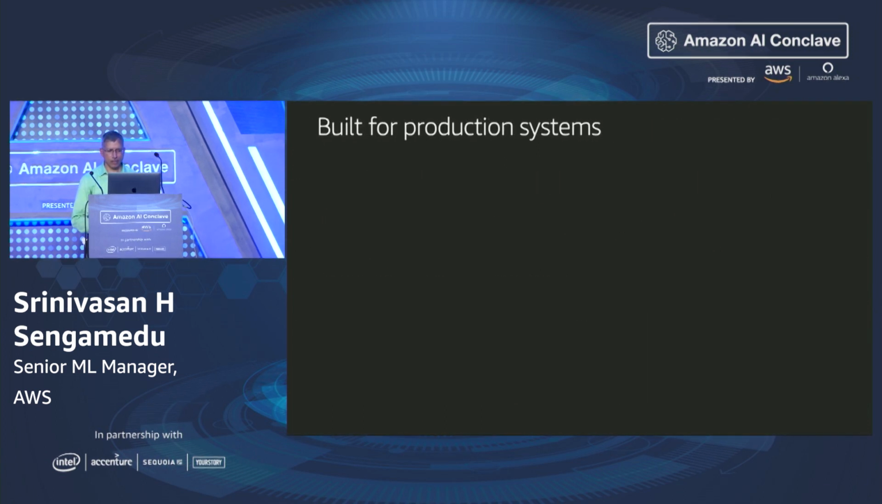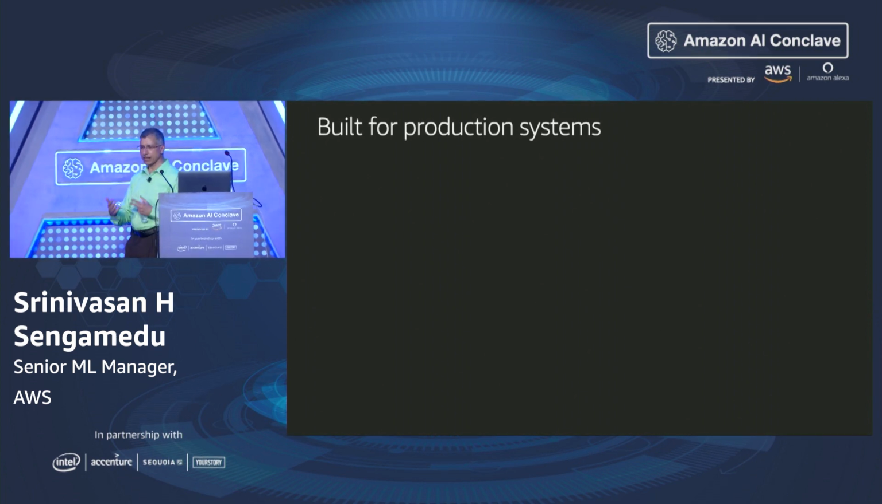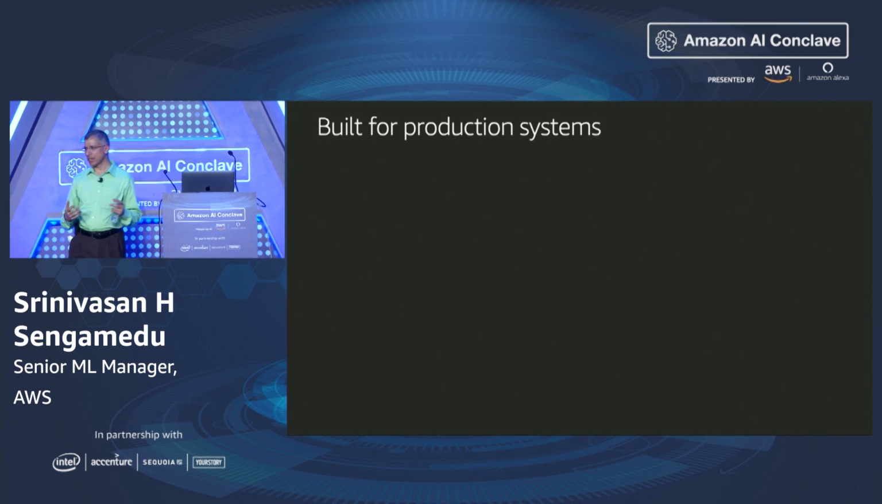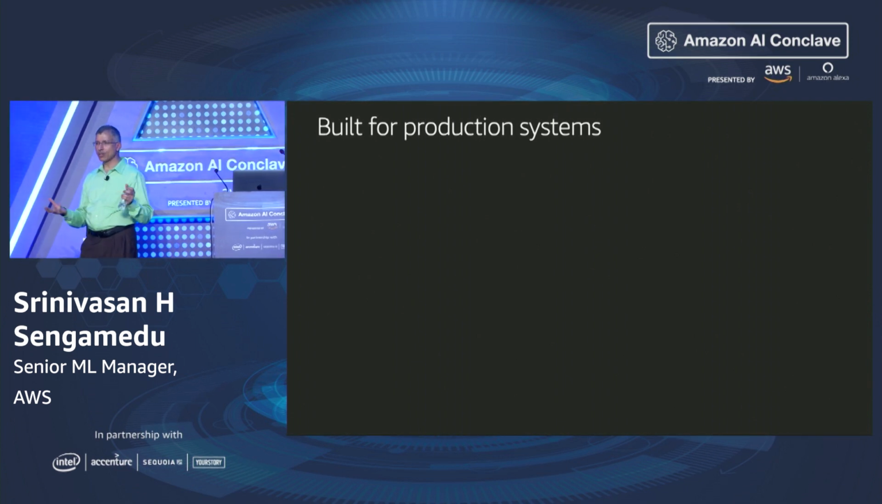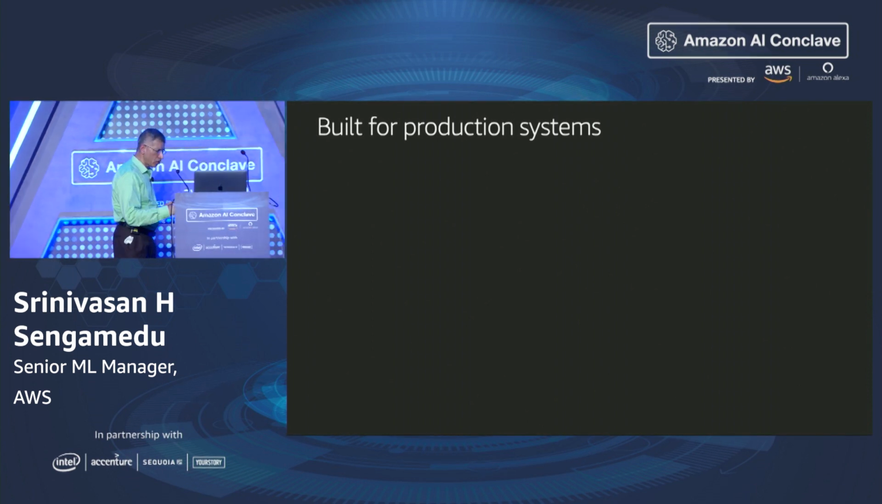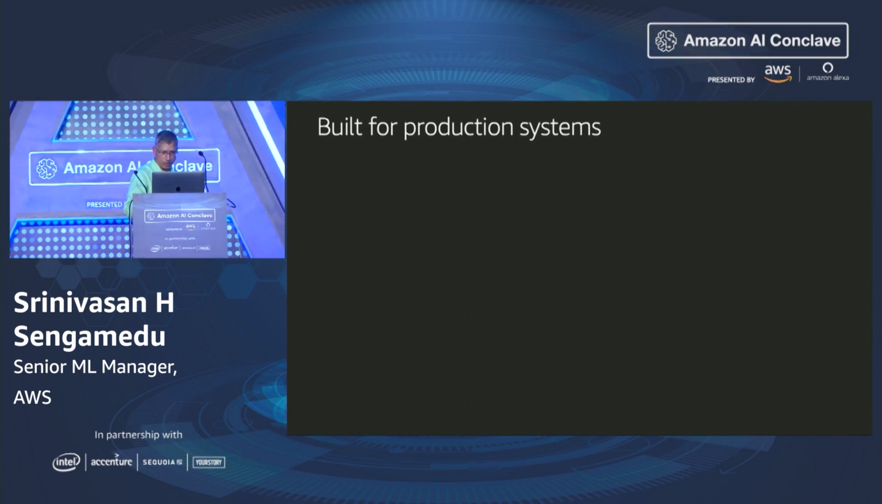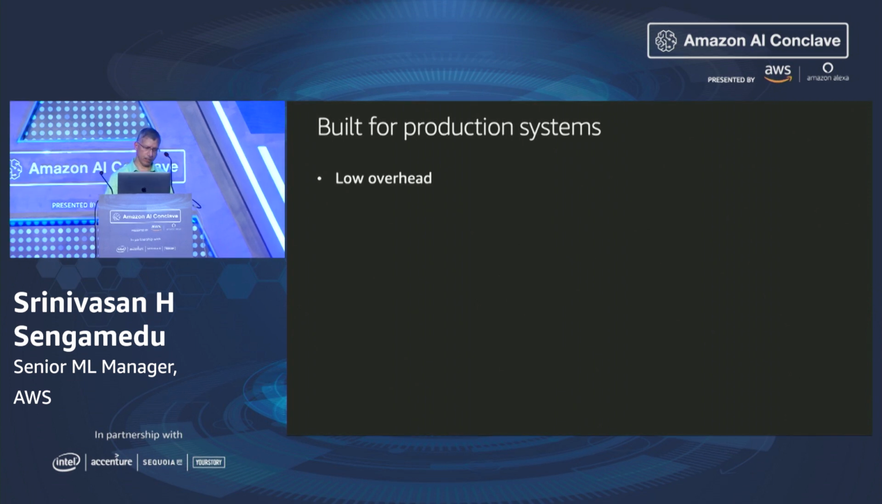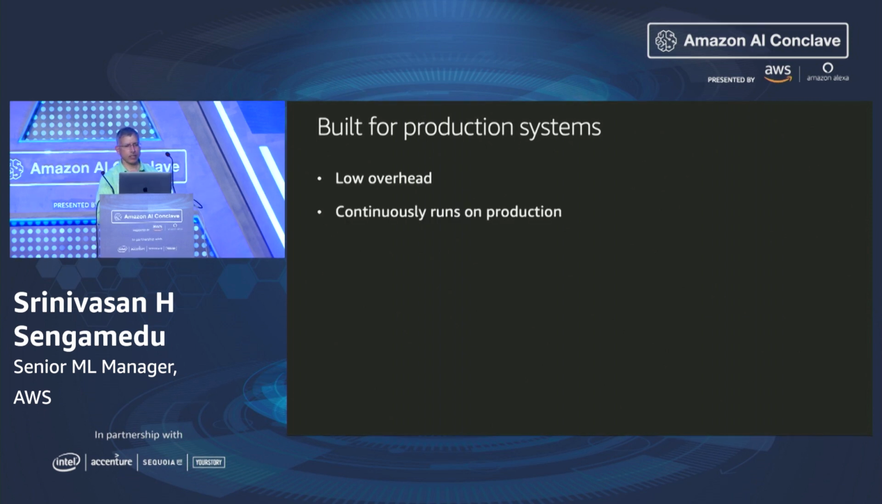And the other important thing to note is it's built for production systems. Several times people run it pre-prod to get insights, and if something happens in production, you don't have the data. So with CodeGuru Profiler, you can actually run it in production because it has low overhead. It continuously runs on production data and continuously analyzes the performance.